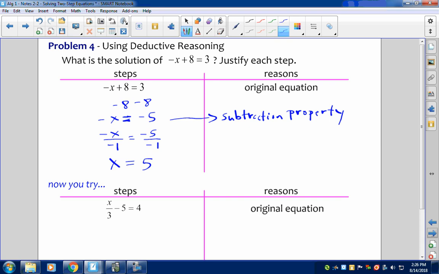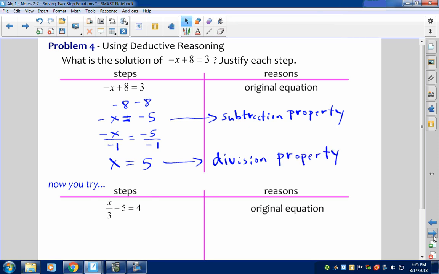And the second reason on there is called the, well, the way I set it up, I did division property of equality. Could you have done multiplication property of equality? Yes, you could have, okay? You could have multiplied each side by negative 1, but we'll call this division property because I divided by negative 1.